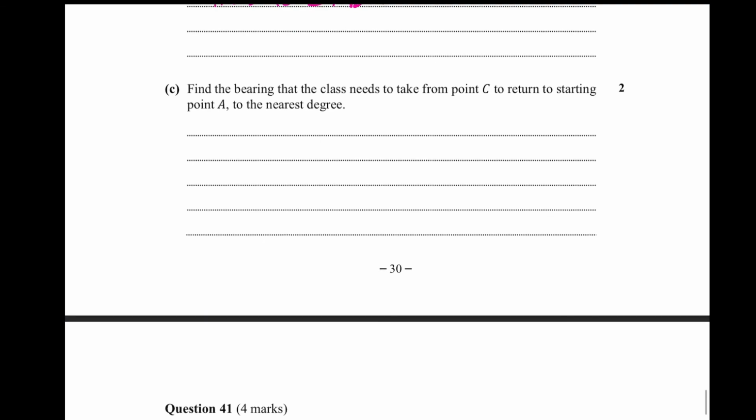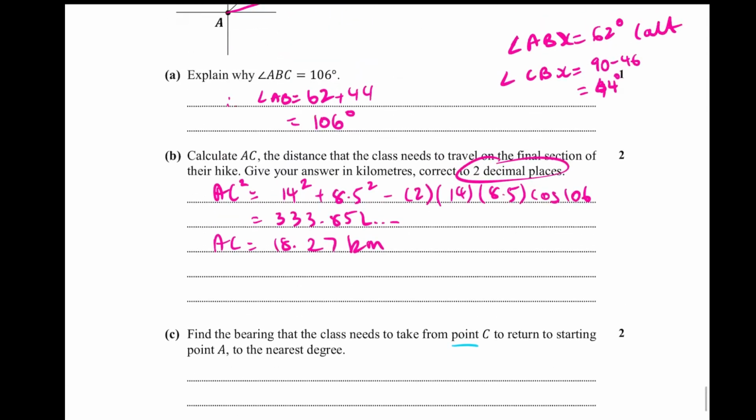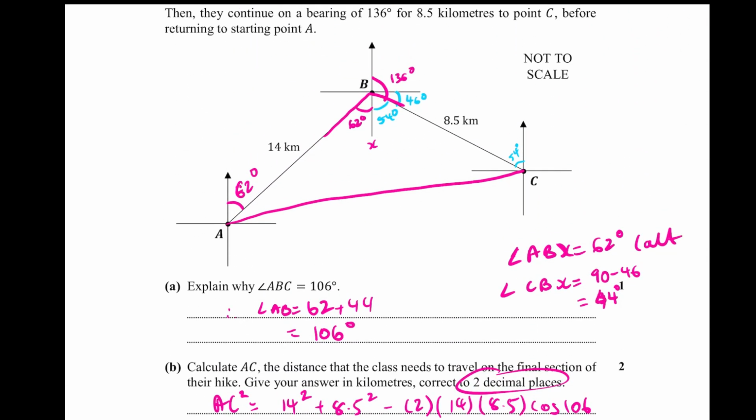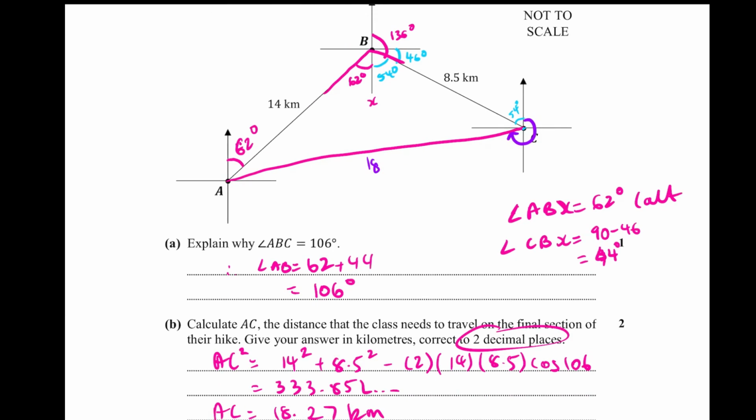Now find the bearing that the class needs to take from point C to point A to return to starting point A to the nearest degree. So I need to find, okay, so I'm here at C. I need to find, let's do it in purple, that angle there, which would give me my bearing from C to head towards A. Now I already know that this is 18.27 kilometers. This angle here is 54 because of alternate angles, as you can see there.